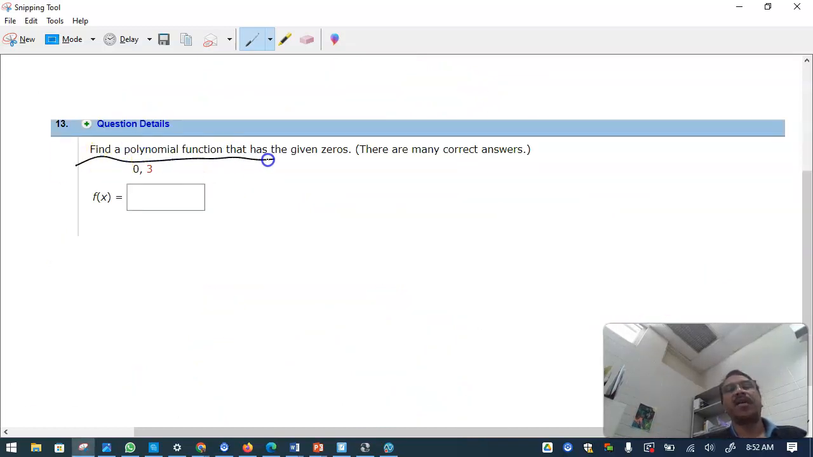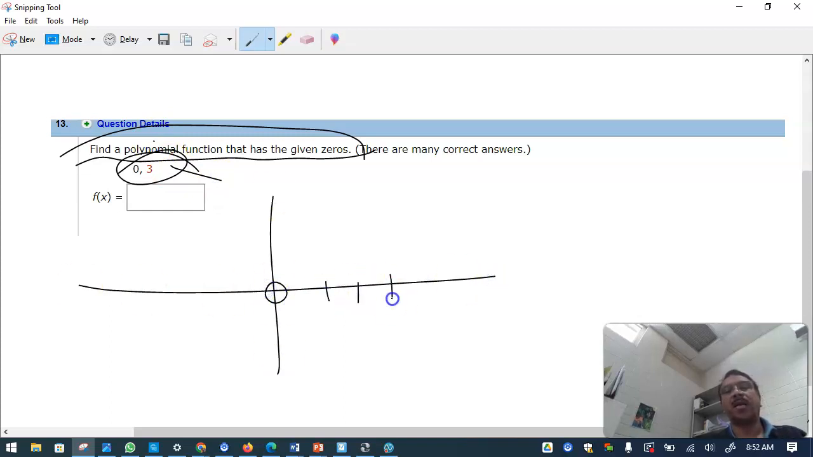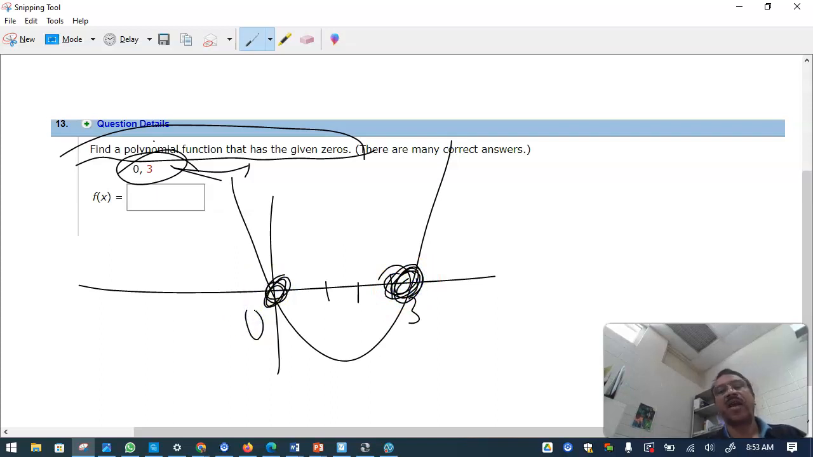Find a polynomial function that has the given zeros. So this is the easiest. They already give us those two zeros. It means it crosses at 0 and it crosses at 3. They did give us the multiplicities, assuming that means the graph is quadratic, goes through this 0 and 3. So the factor will be, that means x equals 0.